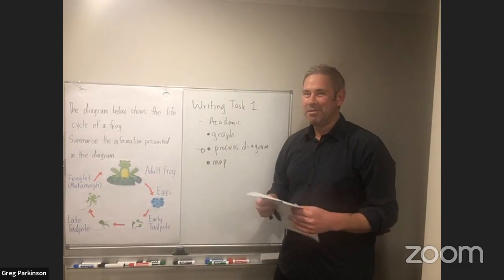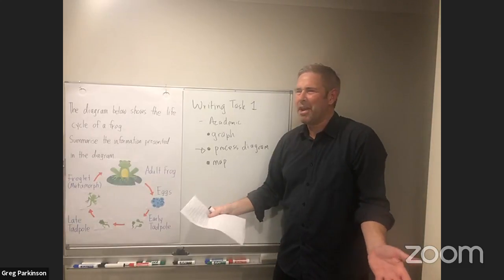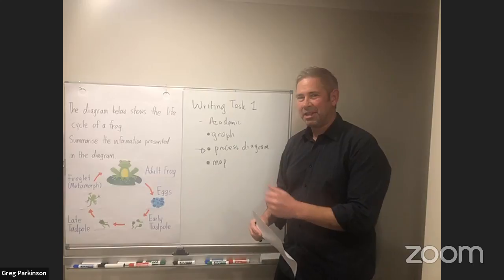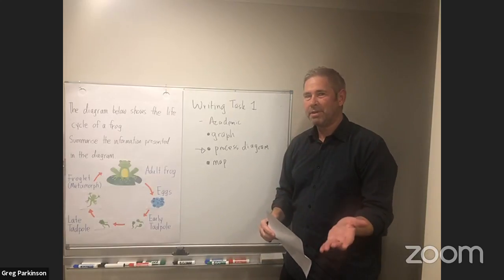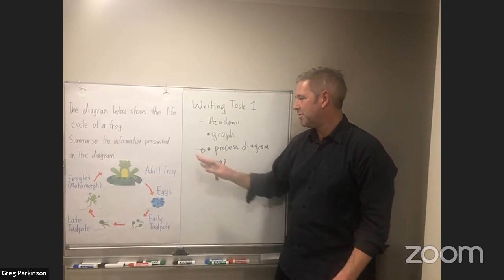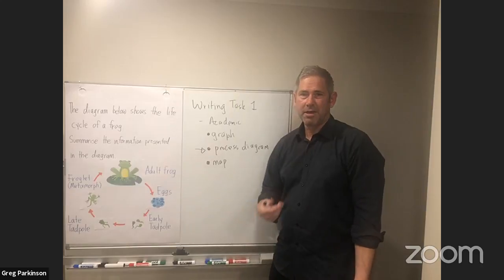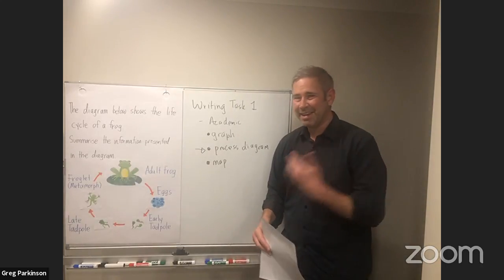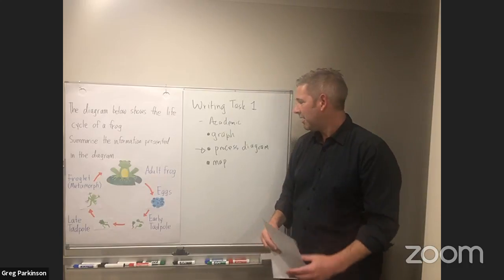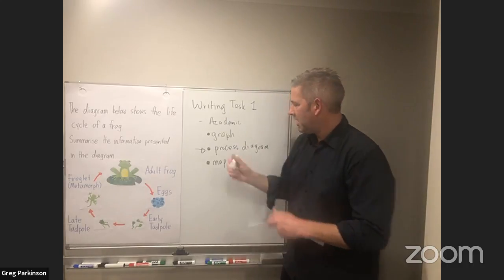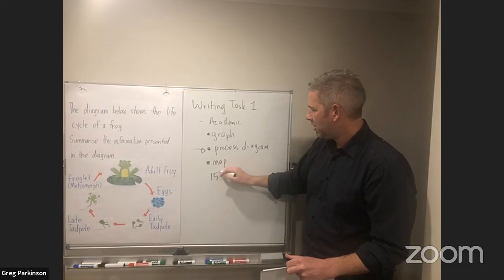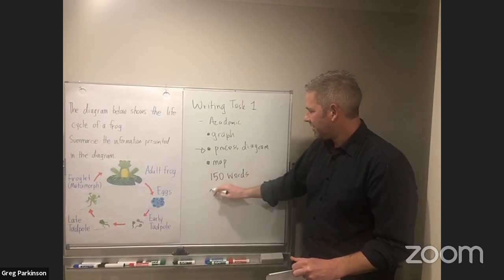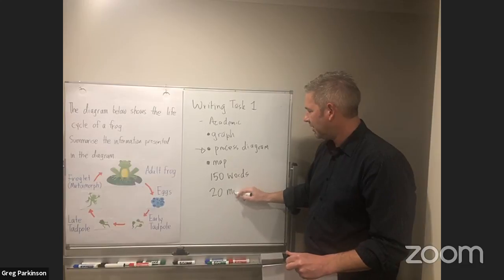Now, you might be watching at home thinking, I don't know anything about the life cycle of a frog. Unfortunately, this is one of the difficulties with the test. Sometimes you're going to get a topic that you might not be familiar with. I would say if that's the case, unfortunately, it is bad luck. The good news is that you only have to write 150 words. Essentially, you have 20 minutes to do this.